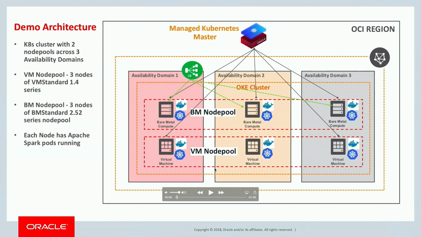Okay, so the high-level architecture for this demo is that we're going to create 2 Nodepools across 3 availability domains: one only for virtual machine 1.4 instances, and the other for bare metal 2.52, which means 52-core bare metal instances, and everything is going to be in the same cluster. Having both VM and BM in the same cluster as 2 separate Nodepools, nobody does that. We'll be deploying Apache Spark on this cluster and running some big data jobs. We'll run Zeppelin to trigger these jobs, and we'll measure the performance across both the Nodepools.